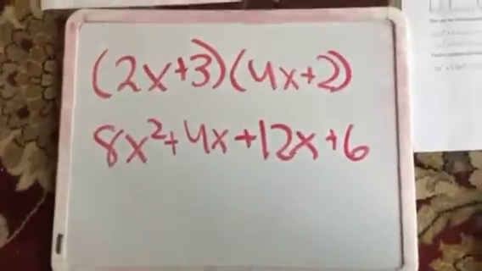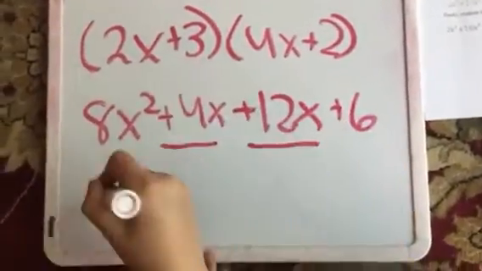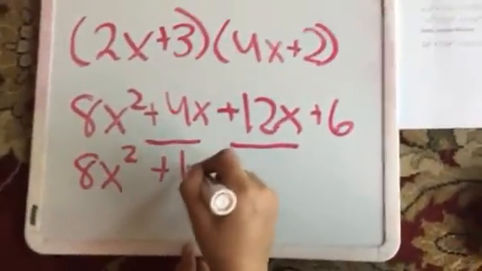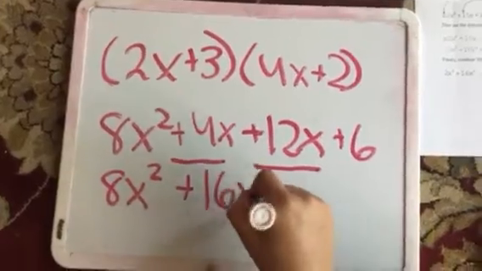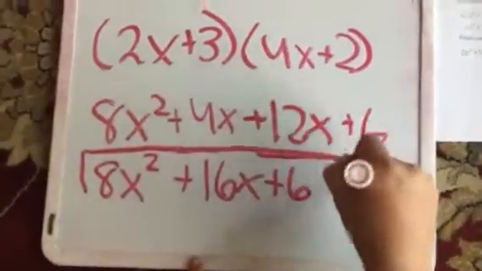Now we look if we could combine like terms, and we can combine 4x and 12x. And we get 8x squared plus 16x plus 6. And this is our final answer.